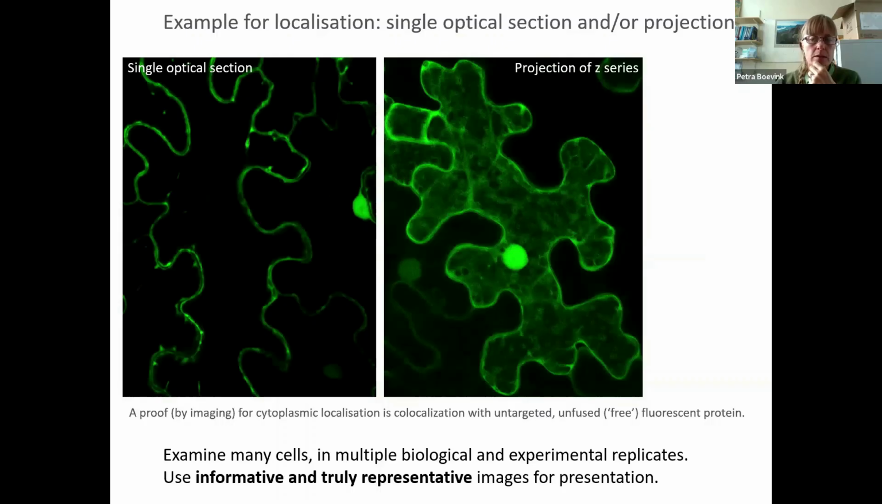And this is an important consideration when you're doing images. Of course, a single look at a single sample is not enough to be sure of your localization results. So you need to look at lots of cells in biological and technical replicates to be sure. And then you need to ensure that the image that you use for publication or presentation is an informative and truly representative one.